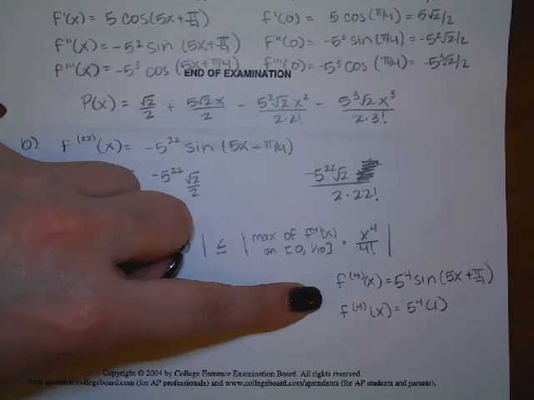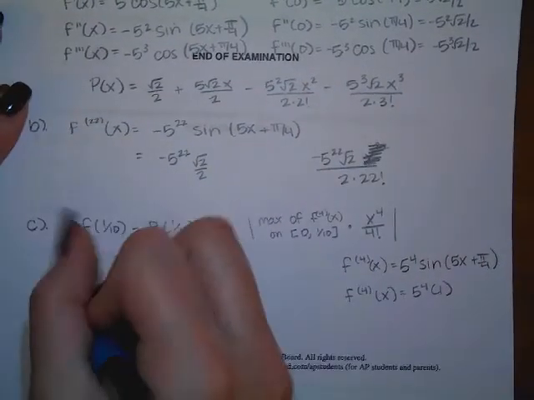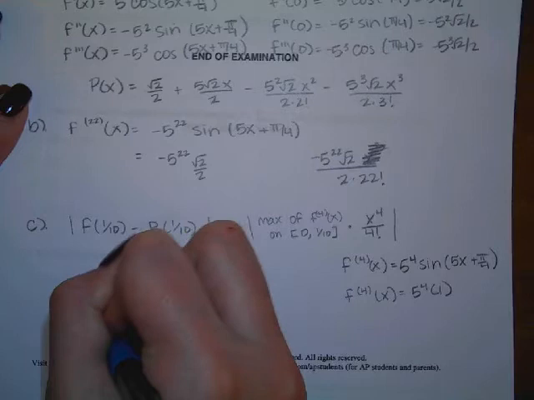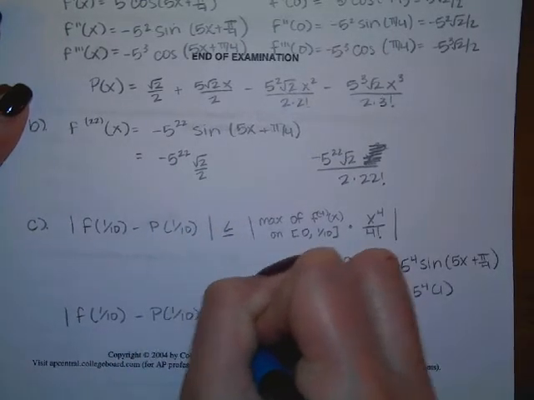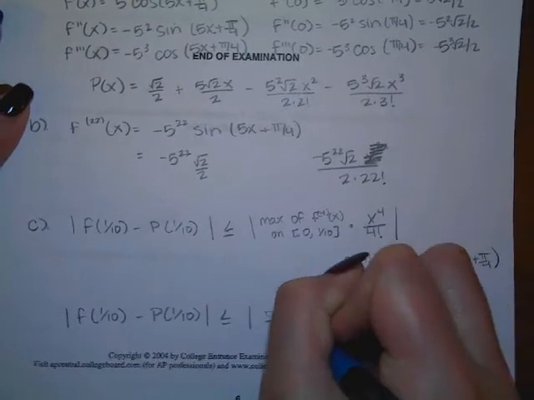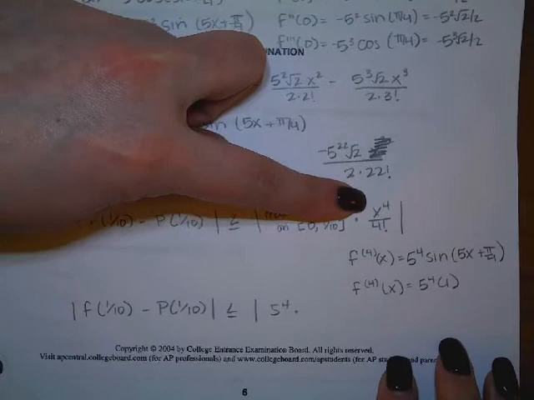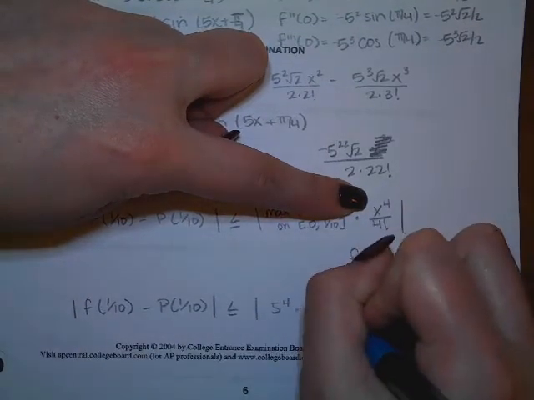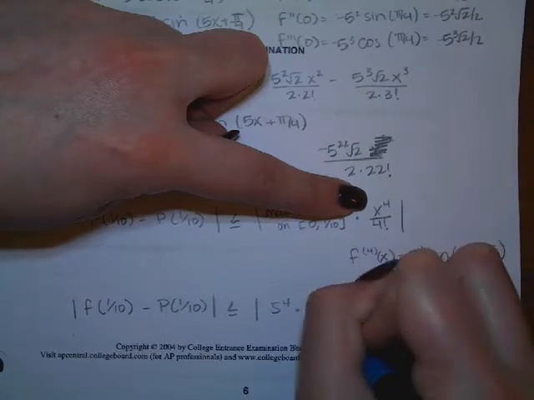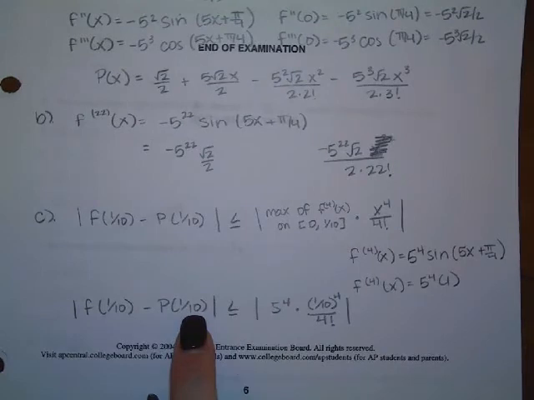Okay. So 5 to the 4th times x to the 4th over 4 factorial. And then what are we plugging in for x? 1/10. Is it 1/10 because that's the upper bound? It's 1/10 because that's what you're evaluating it at.